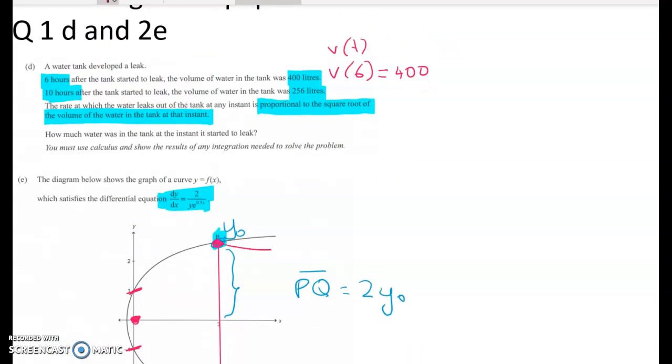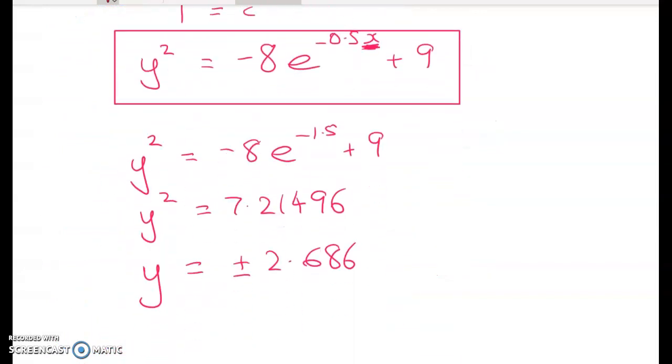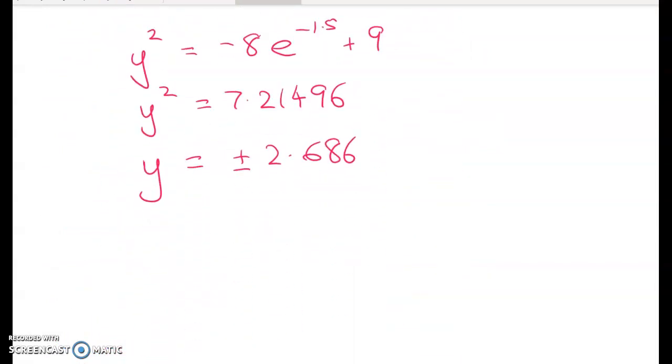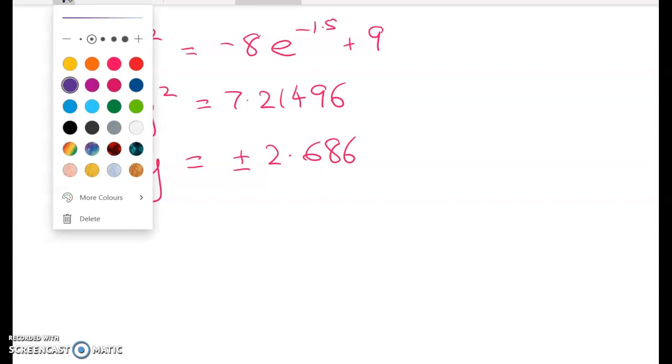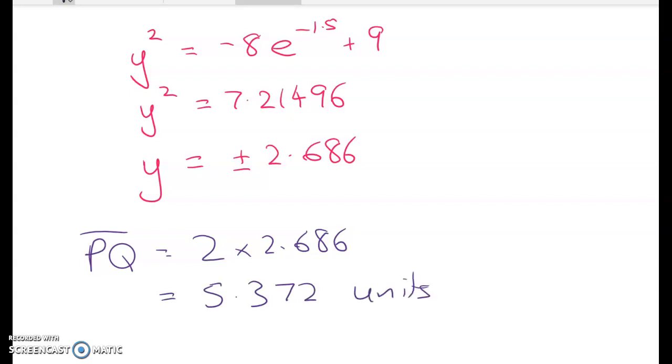So this point here has coordinates 3, 2.686, and this one down here is 3, negative 2.686. So we want the vertical distance between those 2 points. Just scrolling back down here. So distance PQ is equal to 2 times 2.686, which is 5.372 units. So there you go, that's the first 2 excellence questions done.